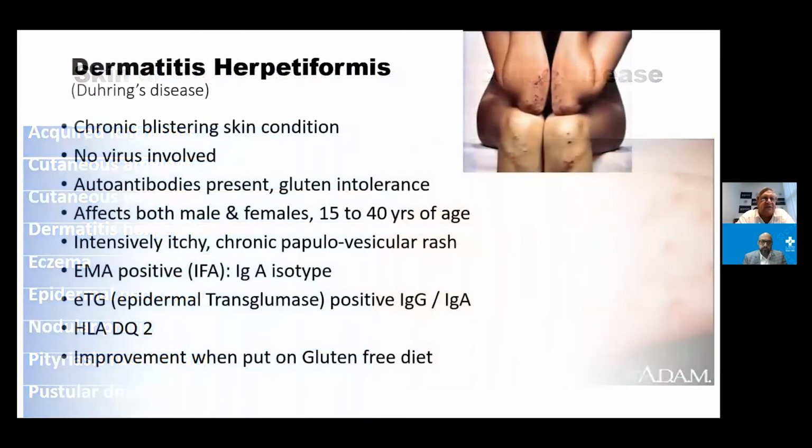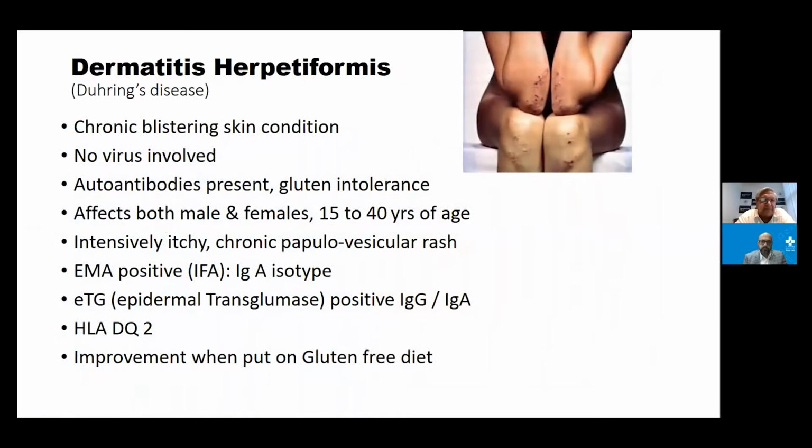One condition is known as dermatitis herpetiformis, which is also known as Duhring's disease. This is a chronic blistering skin condition. There is no virus involved, even though it is called herpetiformis. Autoantibodies are present and the person is gluten intolerant. It affects both males and females between the age of 15 to 40 years. There is intense itching, chronic papulovesicular rash. If you investigate by doing EMA test, it will be positive by immunofluorescence. TTG will also be positive, and the patient normally will be HLA DQ2, and there will be improvement if gluten is withdrawn from the diet.